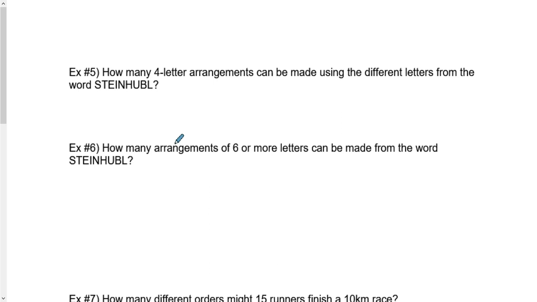How many 4-letter arrangements can be made using the different letters from the word Steinhubel? Well, there are 2 ways of doing this. We need a 4-letter arrangement. How many options do we have for the first? Well, we have 9 different letters here. Again, these are options: 9, 8, 7, 6. So 9 times 8 times 7 times 6 is 3024. But that's not the only way that this can be done.